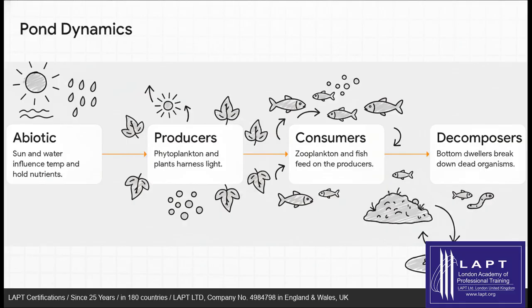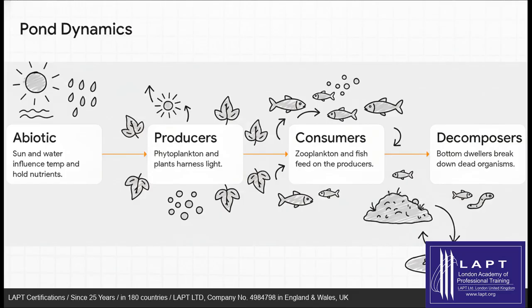Step 2. The producers power up. Those autotrophic components, like phytoplankton and aquatic plants, harness that sunlight to create organic matter. Step 3. Energy flows to the consumers. Zooplankton and all sorts of fish feed on those producers. And Step 4. The cycle completes. Down at the bottom, our decomposers break down dead organisms.